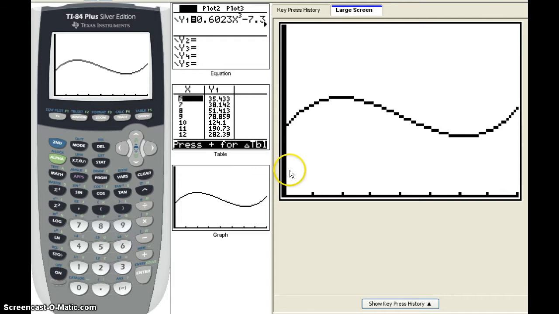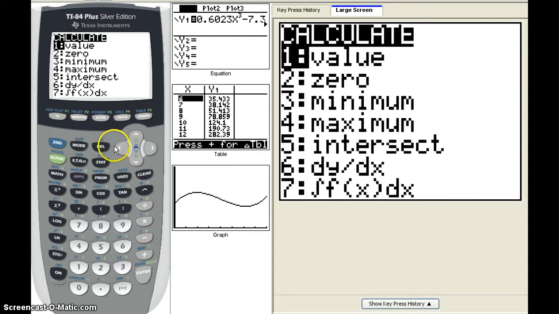What we're going to do is go to second, calculate, and I just had an epiphany. Why was this titled temperature? We're not even going over temperature. Interesting. Maybe it should be titled sales.